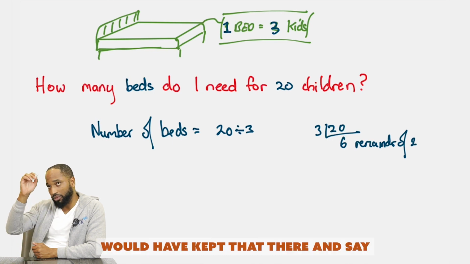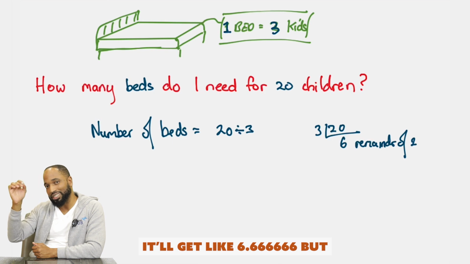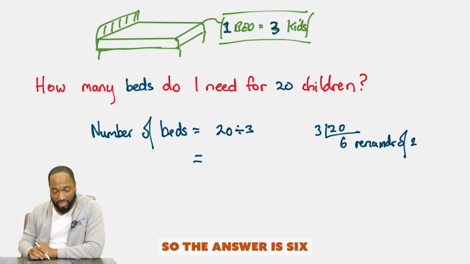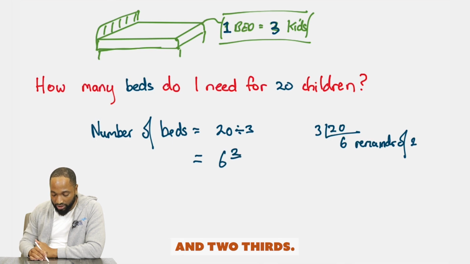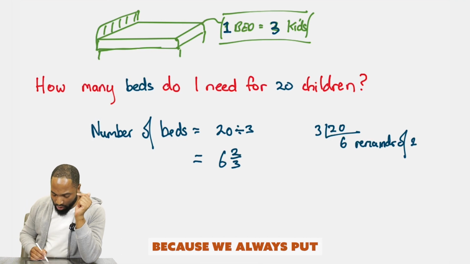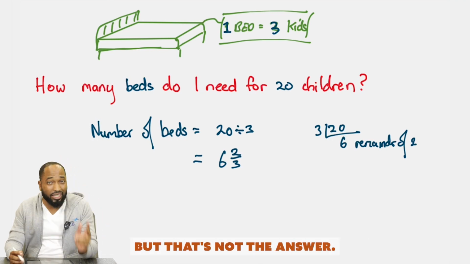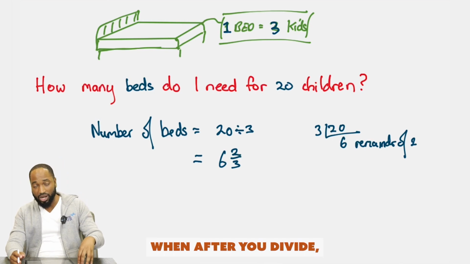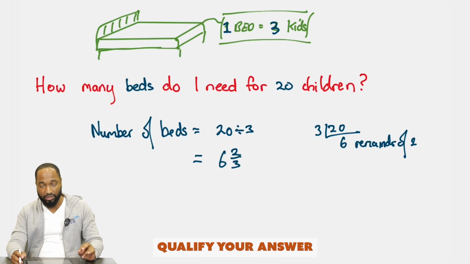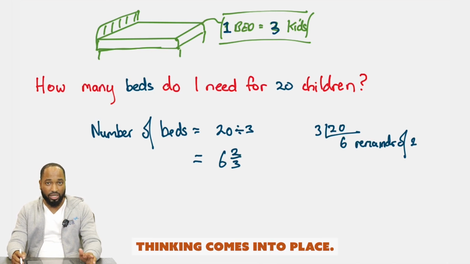I could have kept going and got 6.6666666, but I'm not going through that recurring stuff. So the answer is 6 2/3. But is that truly the answer? Because we always put the remainder over the divisor, right? So we know it's 6 2/3. But that's not the answer. There are some cases when after you divide, you need to qualify your answer based on the question. This is where critical thinking comes into place.